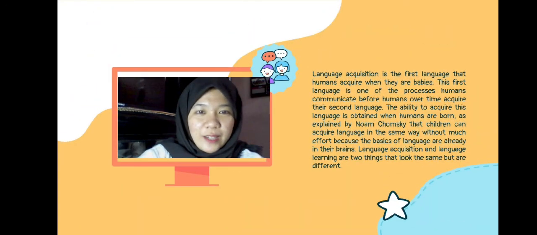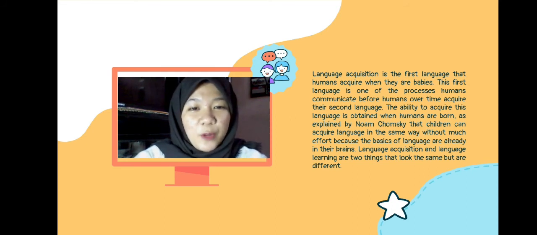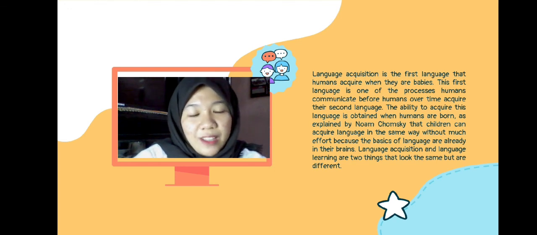In conclusion, language acquisition is the first language that humans acquire when they are babies. This first language is one of the processes humans communicate before humans over time acquire their second language. The ability to acquire this language is obtained when humans are born, as explained by Noam Chomsky, that children can acquire their language in the same way, without much effort, because the basics of language are already in their brains. Language acquisition and language learning are two things that look the same but are different.